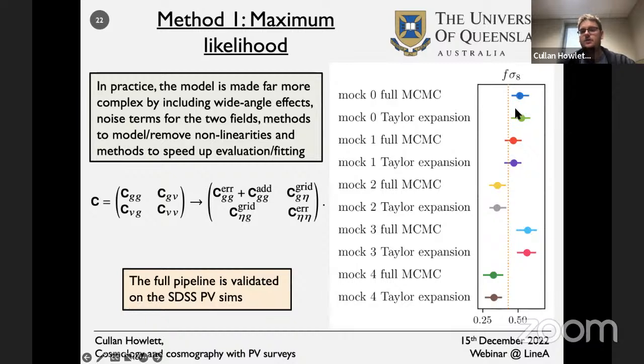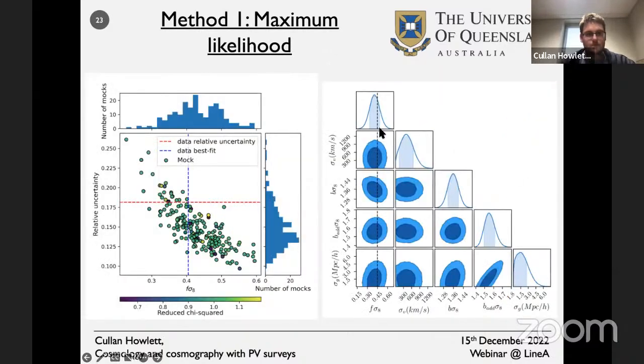simulations. We actually use two methods to speed up the fitting. And in both cases, they give consistent results centered around the theoretical expectation from the simulations. If we apply that to all the mocks, we find that we recover a distribution centered around the truth with a relative uncertainty, which is consistent with the data as well.